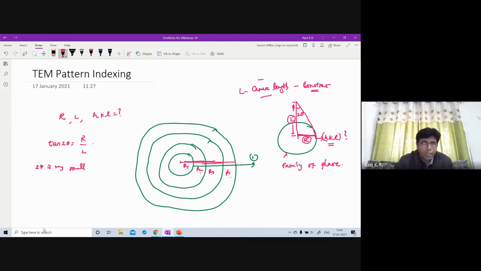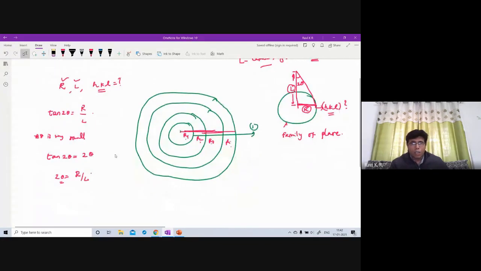So when 2 theta is small, tan 2 theta you can write as 2 theta. In that case, 2 theta is equal to R by L. Fine. Now we are getting a connection: there is a relationship between theta, R and L. But what we need is the HKL value. HKL is connected with D.